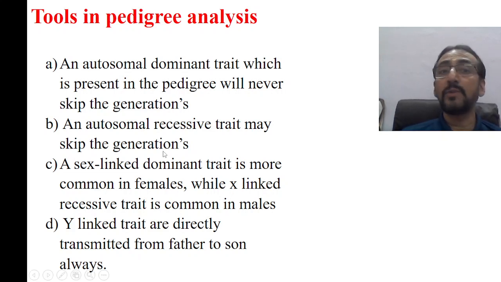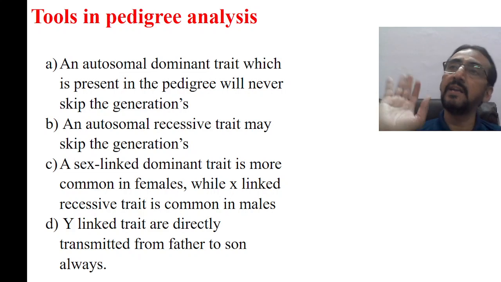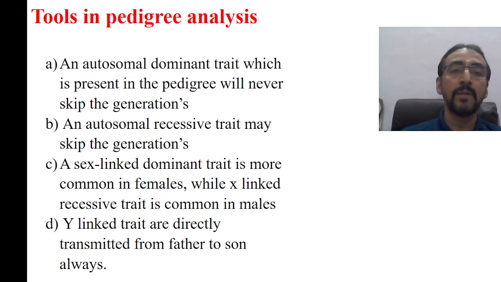An autosomal dominant trait present in a pedigree will never skip a generation. We know that. In each and every generation, there will be one or more persons affected. The male and female ratio is equal. Autosomal recessive disorders may skip a generation, therefore it is called horizontal transmission. The first one is called vertical transmission.